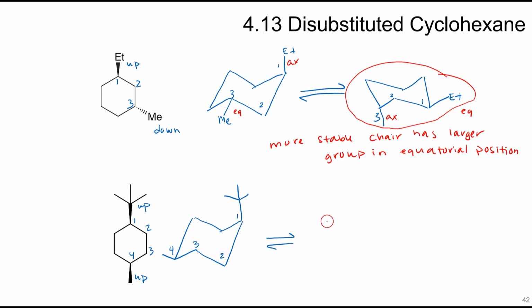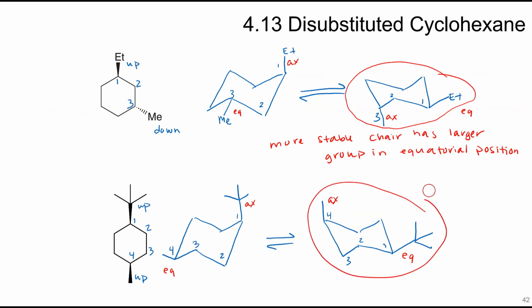Then I do my chair flip. So this becomes equatorial, and this is axial. So even though these are both pointing in the up direction, in the chair form, one is axial and one is equatorial. But when you do the chair flip, the axial becomes equatorial, and the equatorial becomes axial. And the more stable one is this one here. We have a super large tert-butyl group. That one's going to be preferred being in the equatorial position.